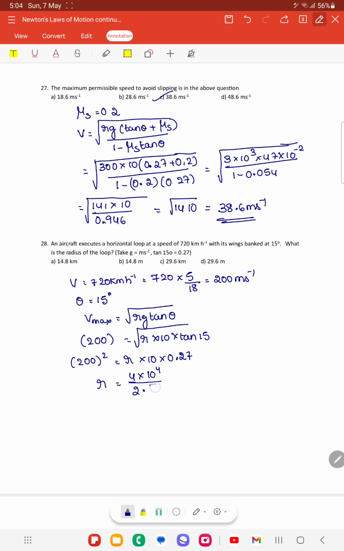So R value is 200 square, 4 into 10 raised to 4, divided by 10 into 0.27, that is 2.7. That is nothing but 1.48 into 10 raised to 4, or it is 14.8 into 10 raised to 3 meter, which is 14.8 kilometer. So option A is the right answer.